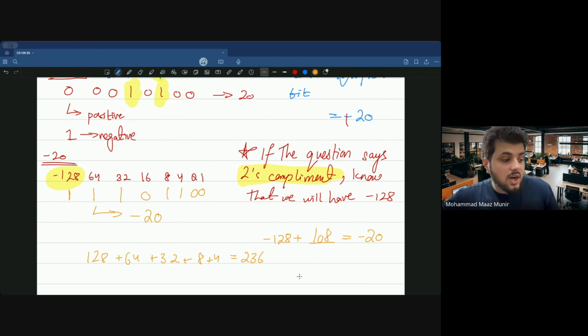Now, what were we trying to find? We were trying to find a minus 20. What did we get? We got 236. It's 100% wrong. Why? Because we ignored the concept behind 2's complement. This is the most important keyword.